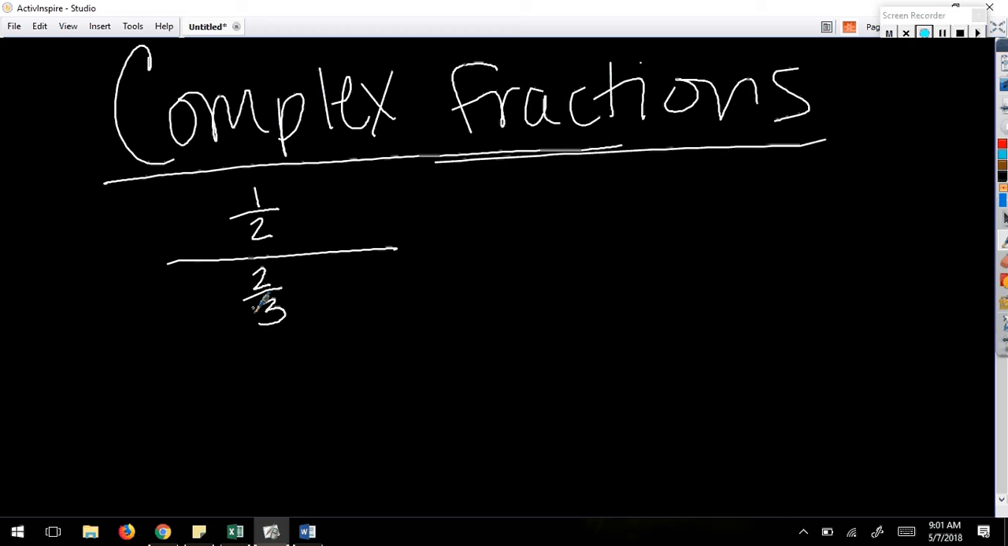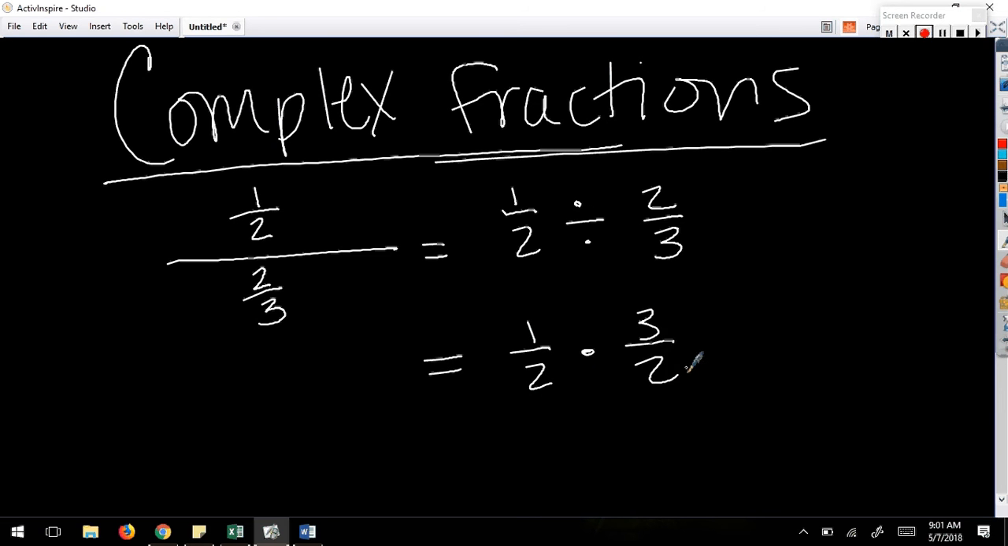That's exactly what I would do. I would rewrite it. Instead of writing it as a fraction, I would write it as a division problem, 1/2 divided by 2/3. And I can change division to multiplication and flip that second one. Then it becomes a multiplication problem, which I hope you're good at. So it's just top times top and bottom times bottom.